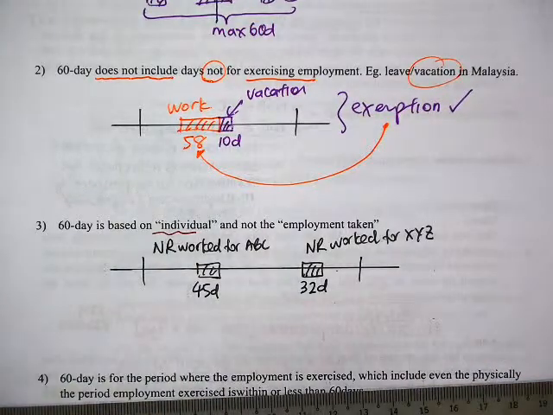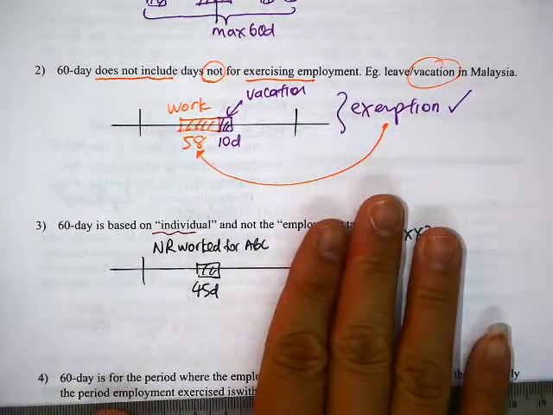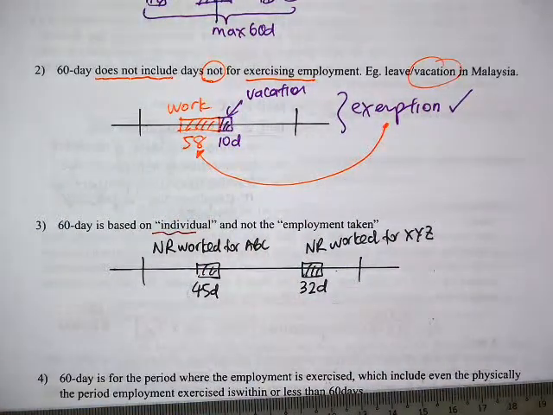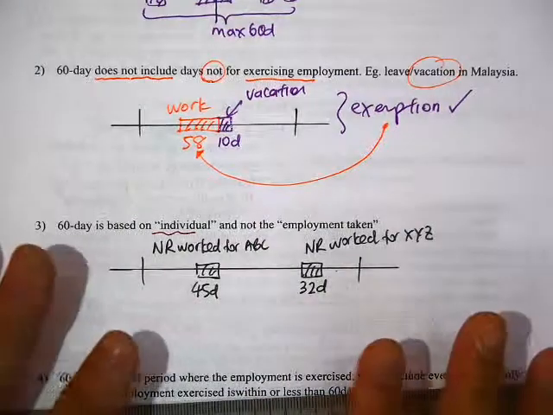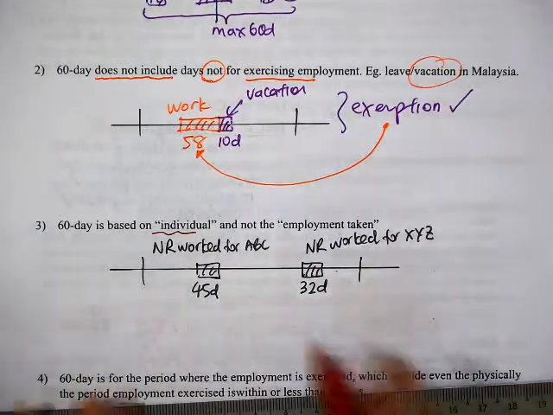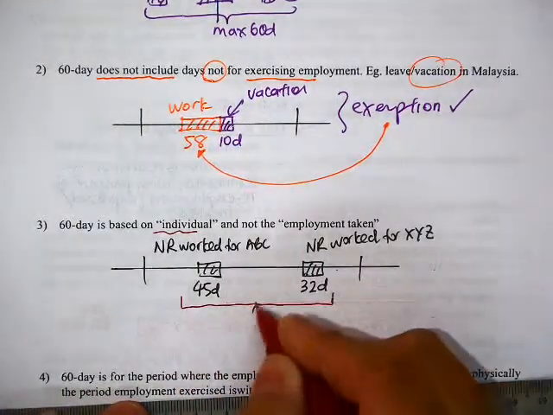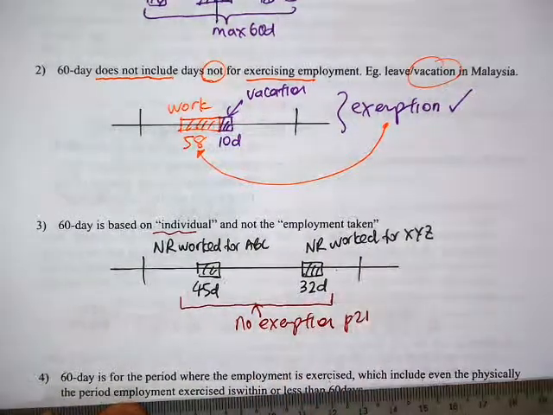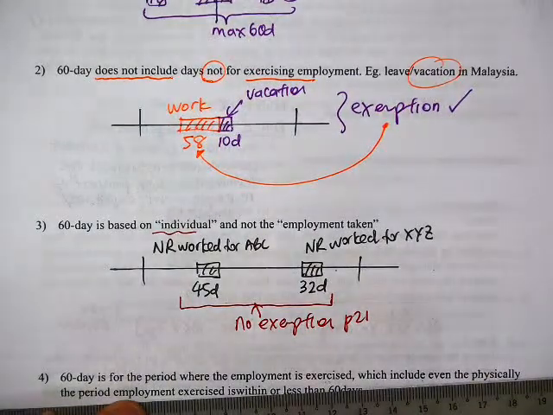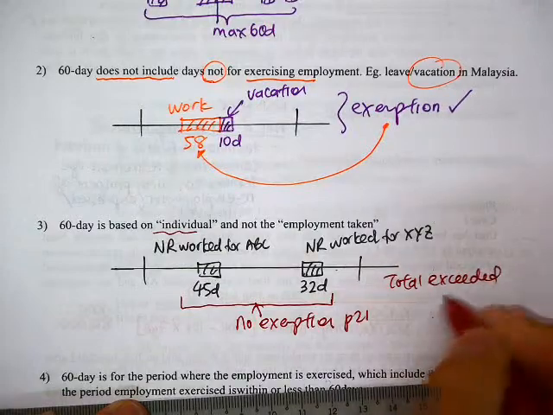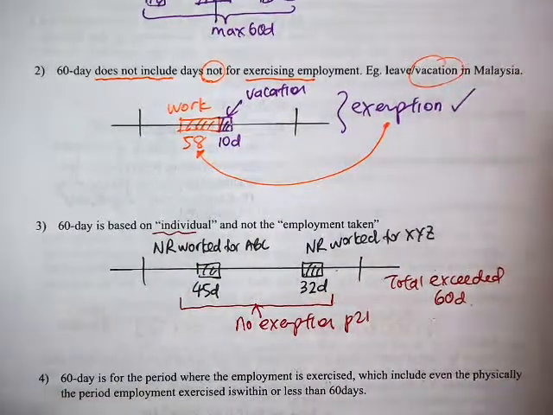So individually, if you look at it, you don't have 60. This is 45, this is 32. So can I apply Para 21 on both of them, or at least one of them, can or not? Cannot. In this case, both will not get exemption because in total you exceeded 60. So when you look at this, there is no exemption under Para 21 because the total period exceeded 60.